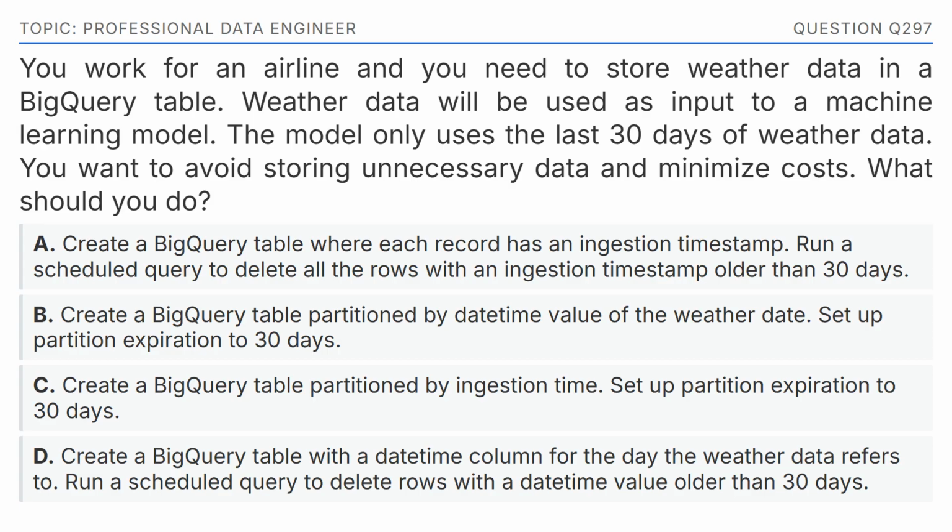Option C, create a BigQuery table partitioned by ingestion time. Set up partition expiration to 30 days. Option D, create a BigQuery table with a date-time column for the day the weather data refers to. Run a scheduled query to delete rows with a date-time value older than 30 days.